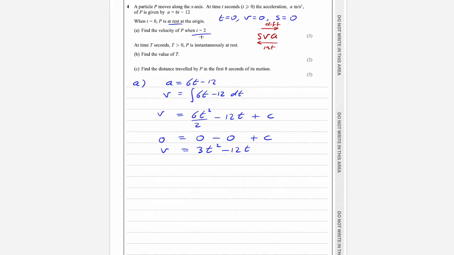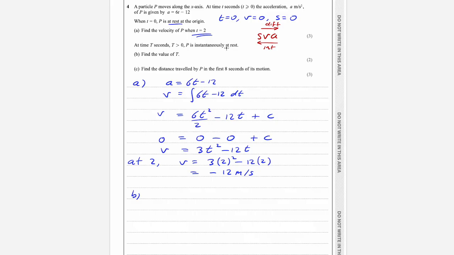He wants it when t is equal to 2. V equals 3 times 2 squared minus 12 times 2, equals 12 minus 24, which is negative 12. So it's negative 12 velocity, that is meters per second. Okay, part B. At time t, capital T, T is greater than 0, P is instantaneously at rest. Find the value of T.